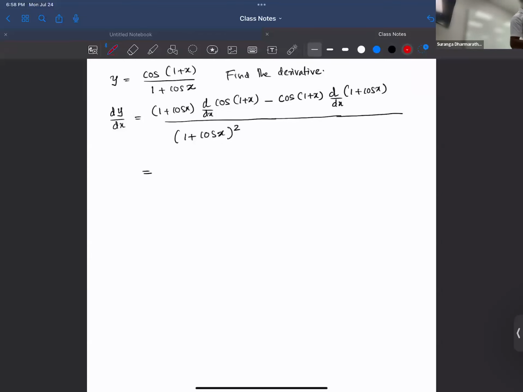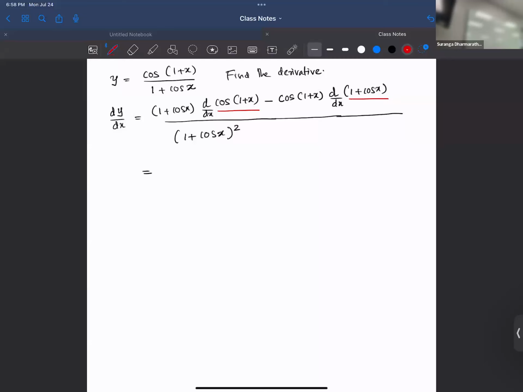You want to find the derivative of this part and the derivative of this part. That's it. The rest is fine, right? The other things do not change. The only thing is that you need to find d over dx of cosine(1 plus x) and d over dx of 1 plus cosine x. That's it.